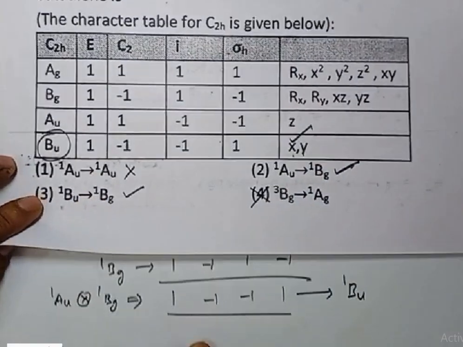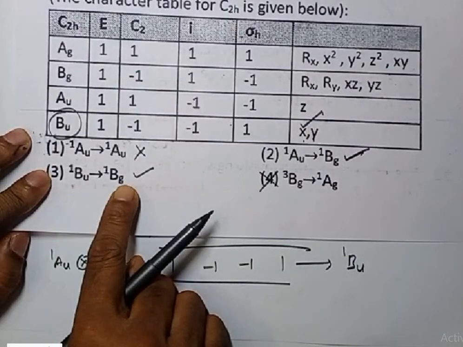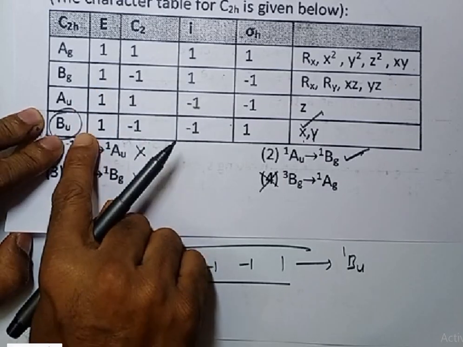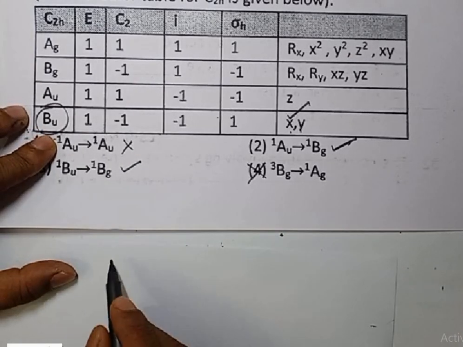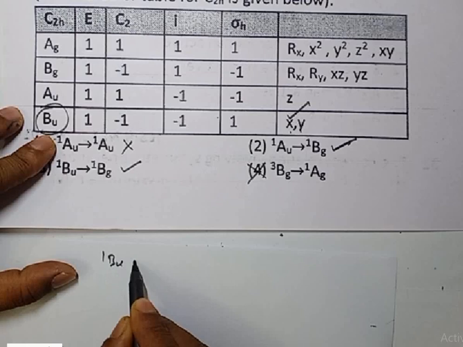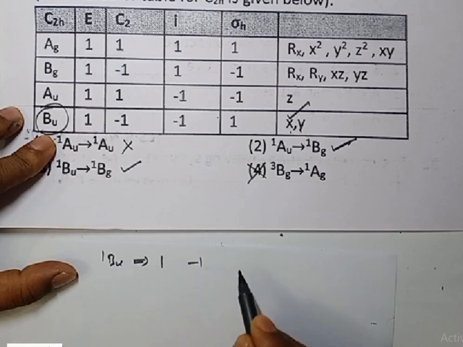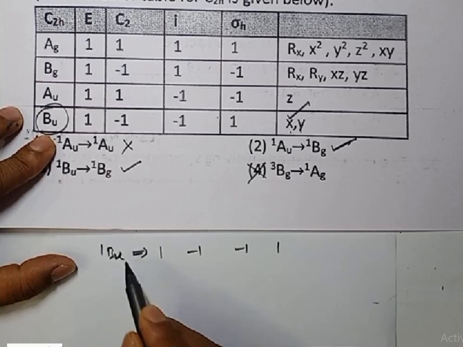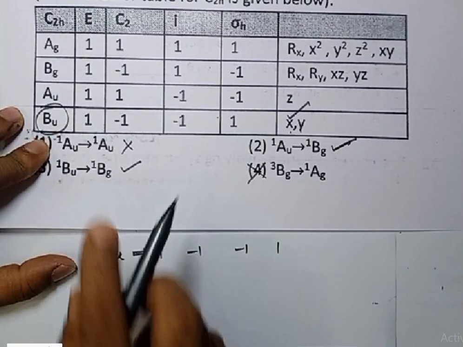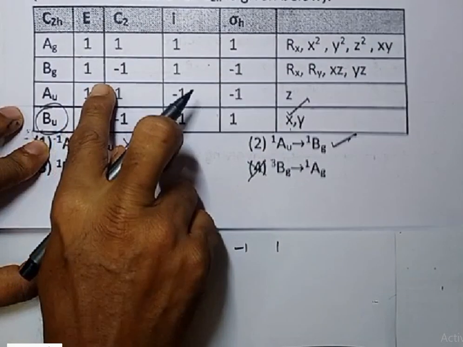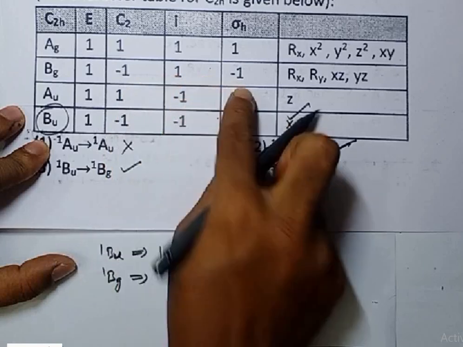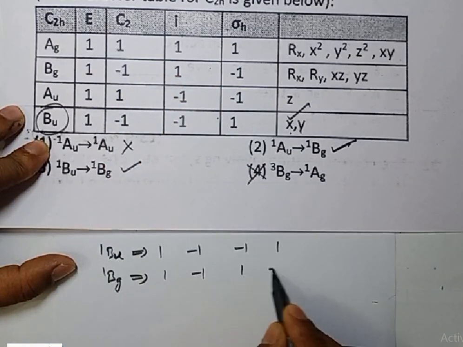What about this? Let me check it out. BU and BG. So I'll take BU. For BU, the characters are, let me write here, 1, minus 1, minus 1, 1. Then the characters of singlet BG are 1, minus 1, 1, minus 1.